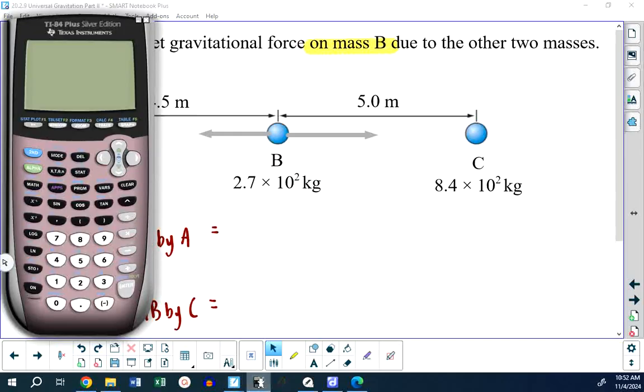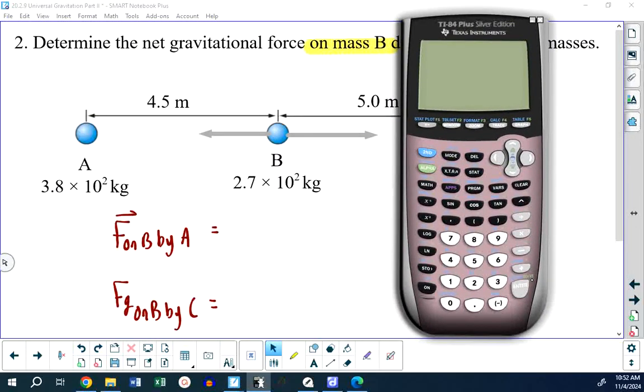I'm just going to do this on my calculator. The force of gravity between B and A will be the force on B by A. So it will be the universal constant G multiplied by 380 kilograms multiplied by 270 kilograms divided by 4.5 squared. And I get a little tiny force of gravity. Of course it's going to be tiny because these are tiny masses. I get 3.38 times 10 to the negative 7.